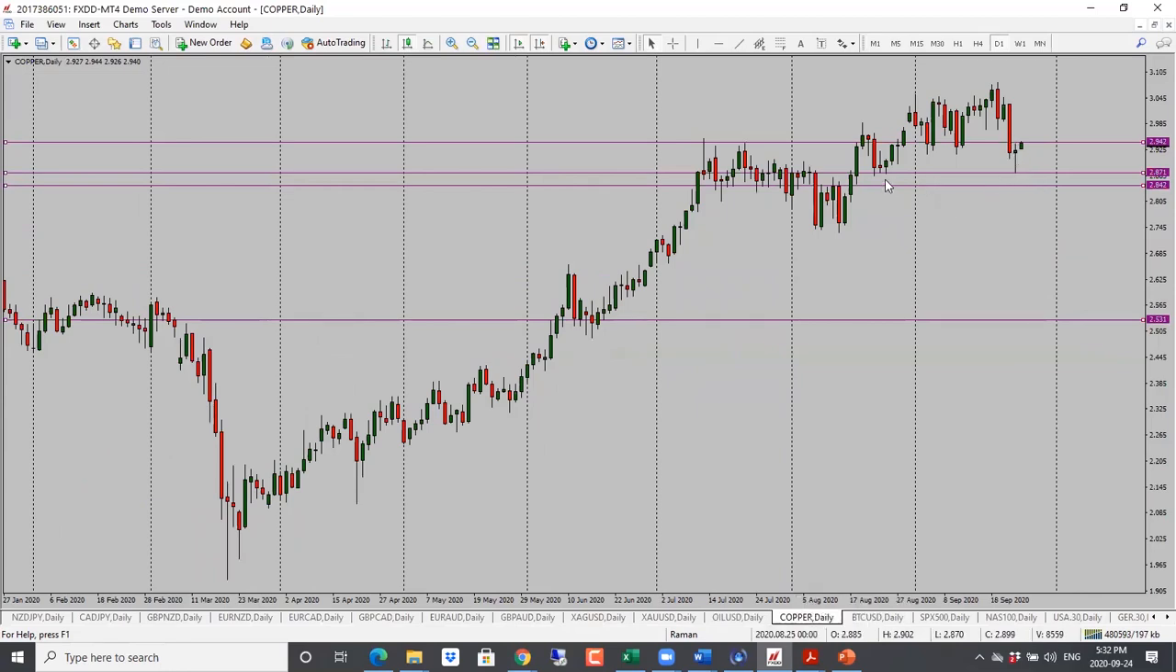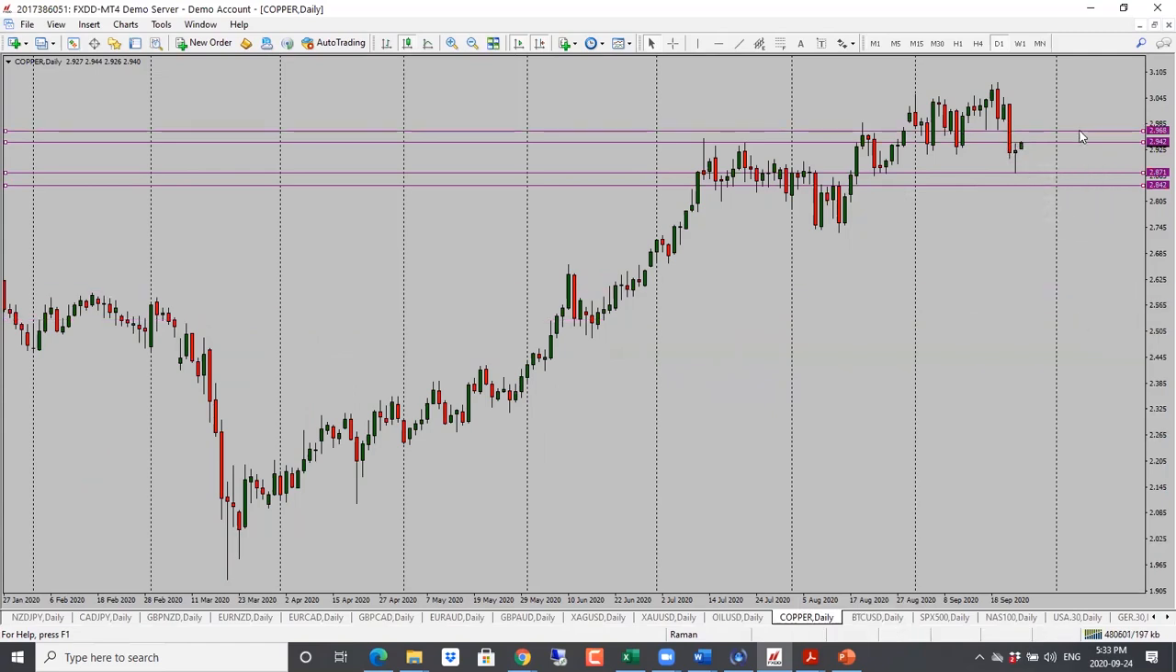Copper here, copper dropped nicely right into the support, and then it has pulled back. So today's candle looks quite strong right now, but if it doesn't hold above today's high of 2.94, then this one can still turn around. But right now the target is 2.97.